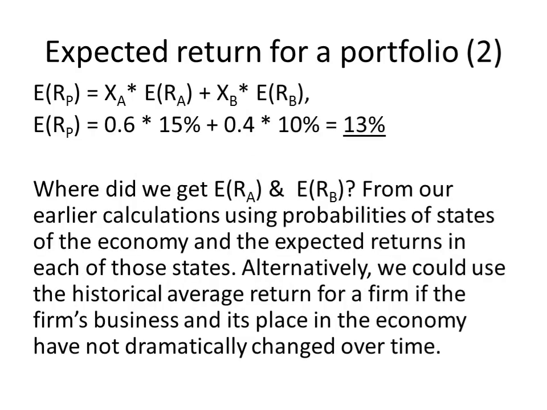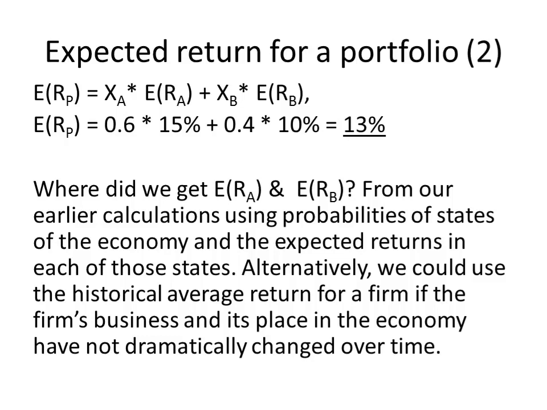Now to finish up our example. The weight on SuperTech is 0.6 and its expected return is 15%. The weight on Slowpoke is 0.4 and its expected return is 10%. So we do the math and we come out with an expected return for the portfolio of 13%.